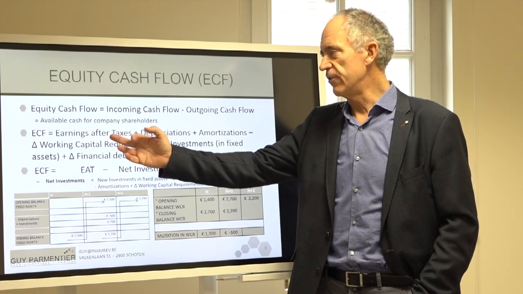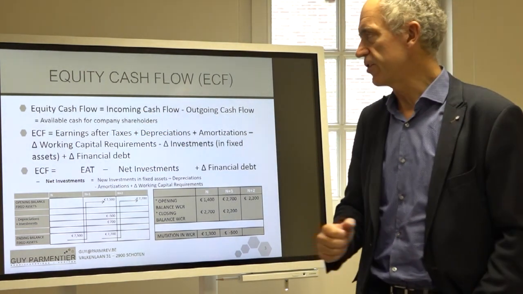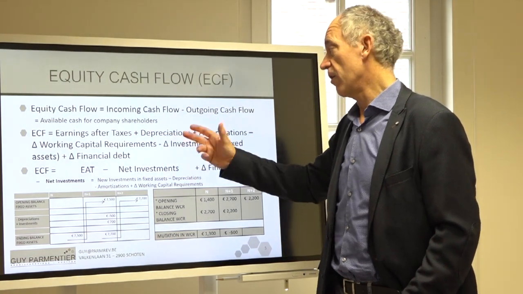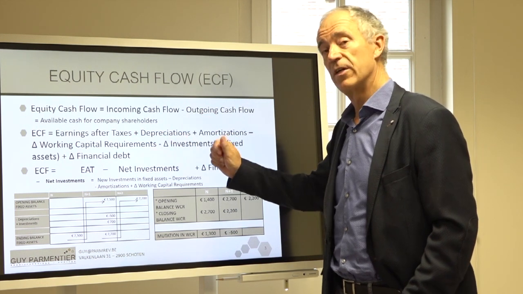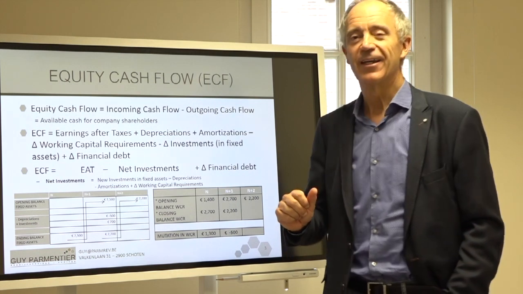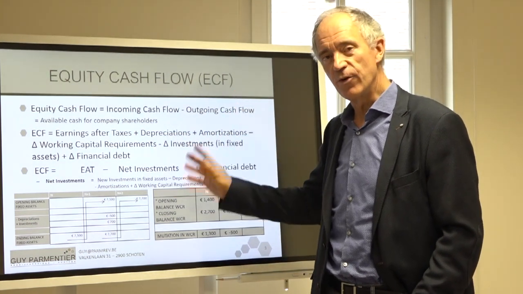And the formula is that you take the earnings after taxes, you add your depreciations and amortizations, and you deduct or add the working capital requirements and the investments, and you deduct and add the financial debt. Now this is just theory. I will show you in practice how you have to do it.